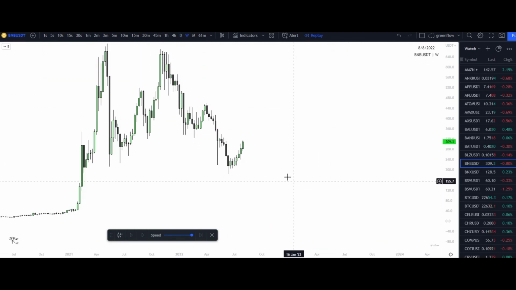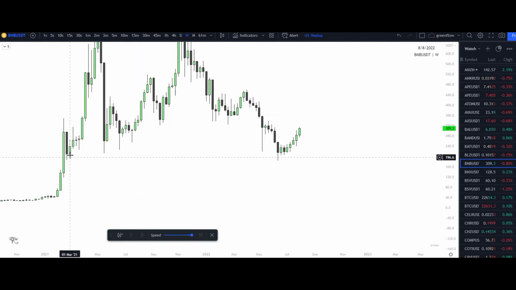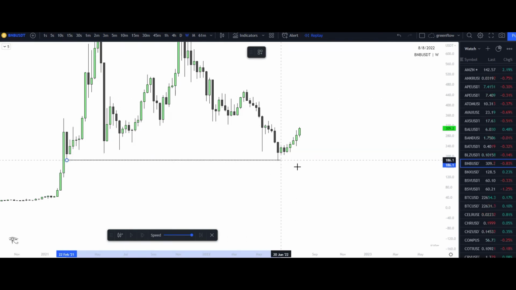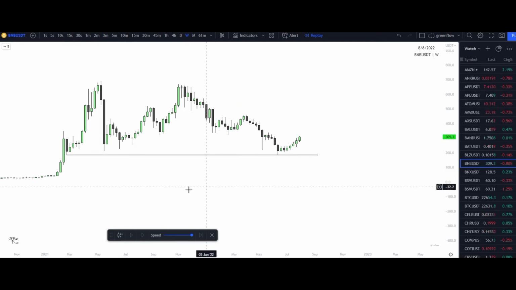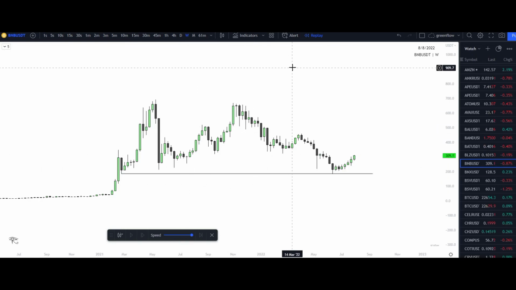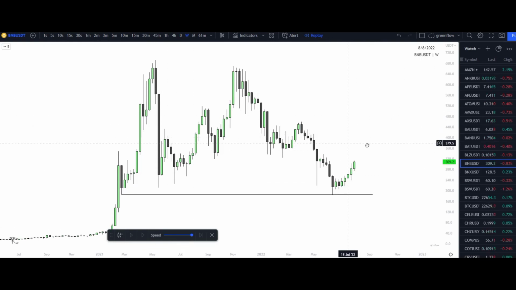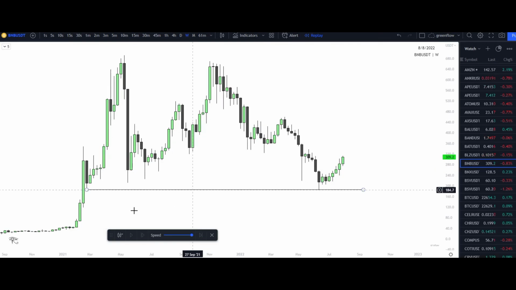Let's take a look at our weekly structure. We can see we got this raid to the downside right here of all of this buy side liquidity from literally February 21st, right? From this entire range that caused this massive move to the upside, right, into all-time highs at 698. This does actually look pretty good. I'm starting to like how this is starting to look.